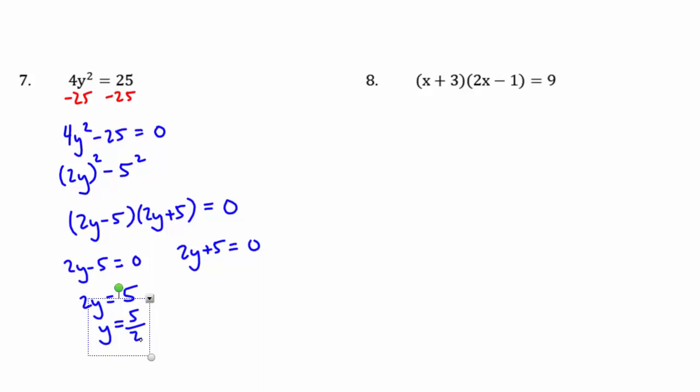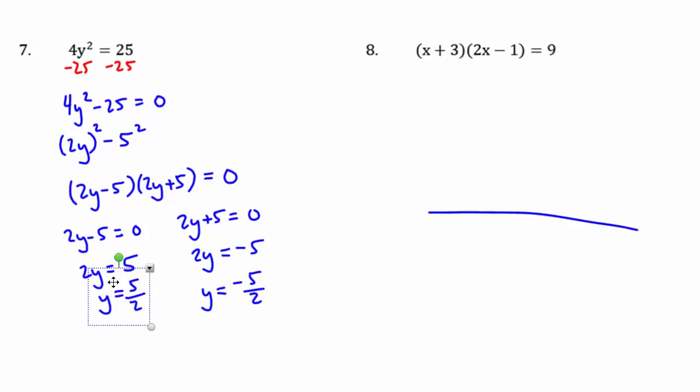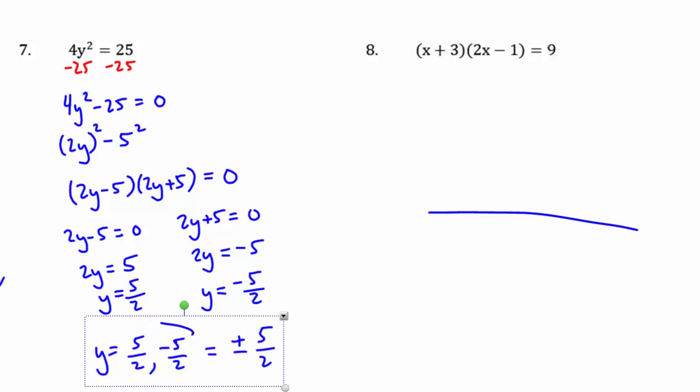So 5/2 is one of my answers. And when I subtract 5 from both sides and divide by 2, we get a negative 5/2 as another answer. So my two answers here are either y equals 5/2 or negative 5/2. And another way you can write that also is say that's a plus or minus 5/2. Both answers are correct.